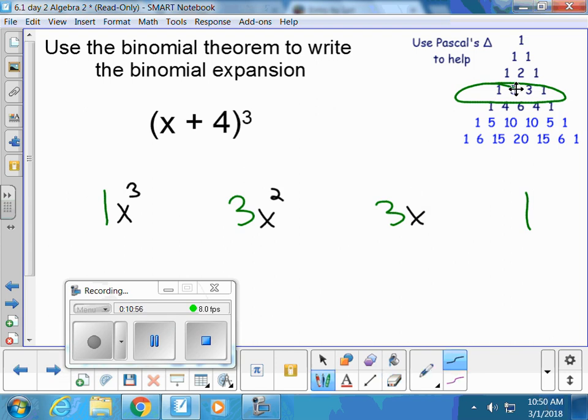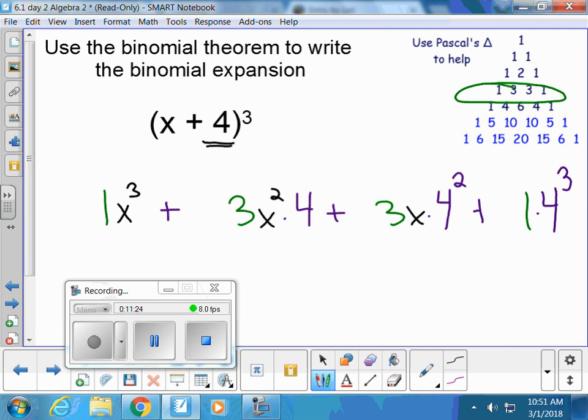Now here's where it's going to be a little bit different. Instead of having a y that I'll be doing, I'll be using a 4 because my second term is a 4. So you're going to start down here. I'll use blue. This would be 4 to the third. And as I work left, my 4 will lose a degree. So this will be 4 squared. This will be times 4 to the first. And there'll be no 4 here.